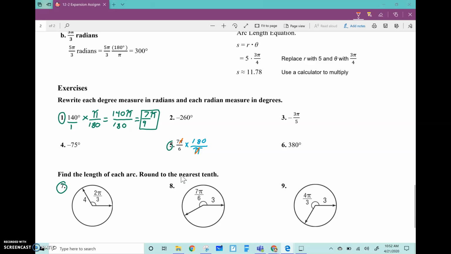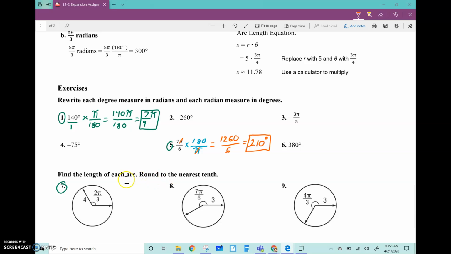We can cancel out pi because we're cross-canceling, okay? You could even simplify further if you wanted to and see if 6 goes into 180, and you can simplify that. All right, I'm just going to multiply straight across, and I'm going to get 1260 over 6. And I know that that divides evenly, and I am left with 210. And we'll place a degree sign over it, and you are done. All right.